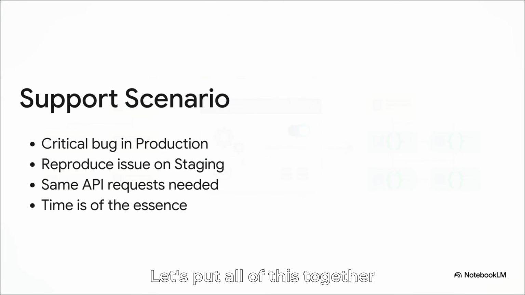Let's put all of this together into a real-world, high-pressure support scenario. Imagine a critical bug is reported by a VIP customer in your production environment. As an IT support engineer, your very first job is to reproduce that exact issue safely on your staging environment. You're using a backend, maybe JSONPlaceholder or your own company's APIs, and you need to run the exact same sequence of API requests. But you need them pointing to completely different databases using completely different access tokens. And because it's a critical prod bug, time is absolutely of the essence.